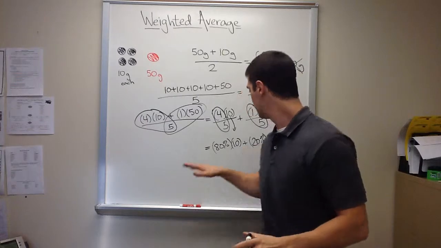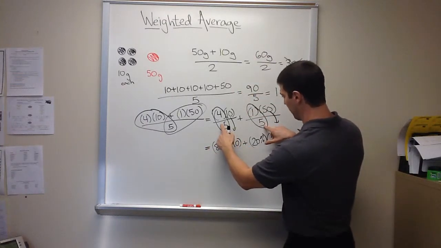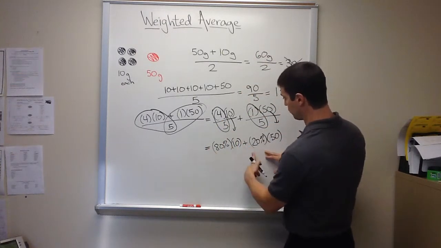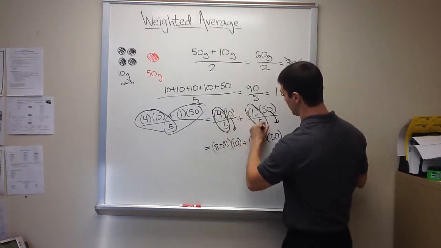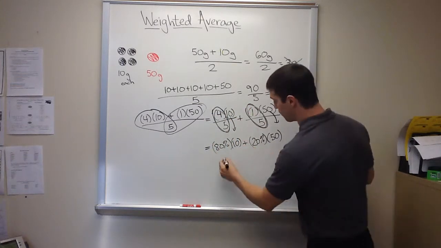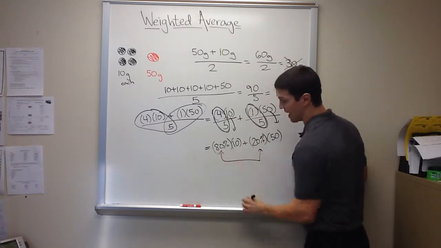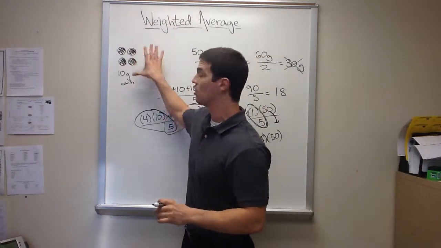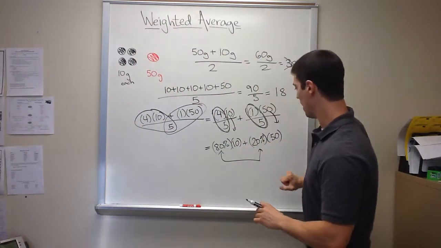Now if you notice, I'm not dividing anymore. Over here I was dividing by 5. Here I'm no longer dividing because I turned both of these into percents. And if you notice, both of these percents add up to 100. So I'm actually including all the spheres in this problem.